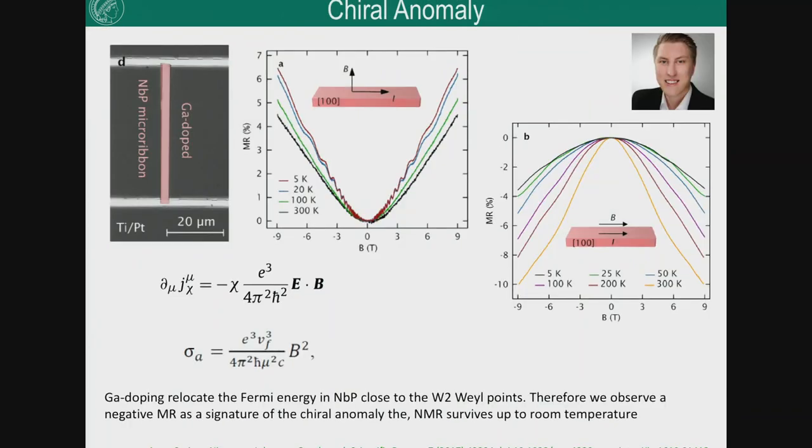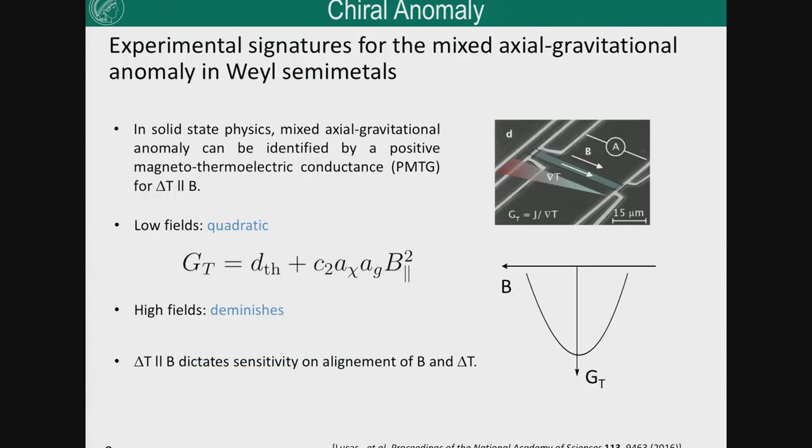If the magnetic field is perpendicular to the current, you see a positive magnetoresistance effect. And these wiggles here are quantum oscillations, so it's very nice. We can exactly conclude where the Fermi energy is in our material, because the semimetal shows this nice quantum oscillation. And if we move the magnetic field parallel to the current, we see a nice negative magnetoresistance effect, even up to room temperature. But then we wanted to look at the mixed gravitational anomaly, which was predicted by Subir Sachdev and some astrophysicists.